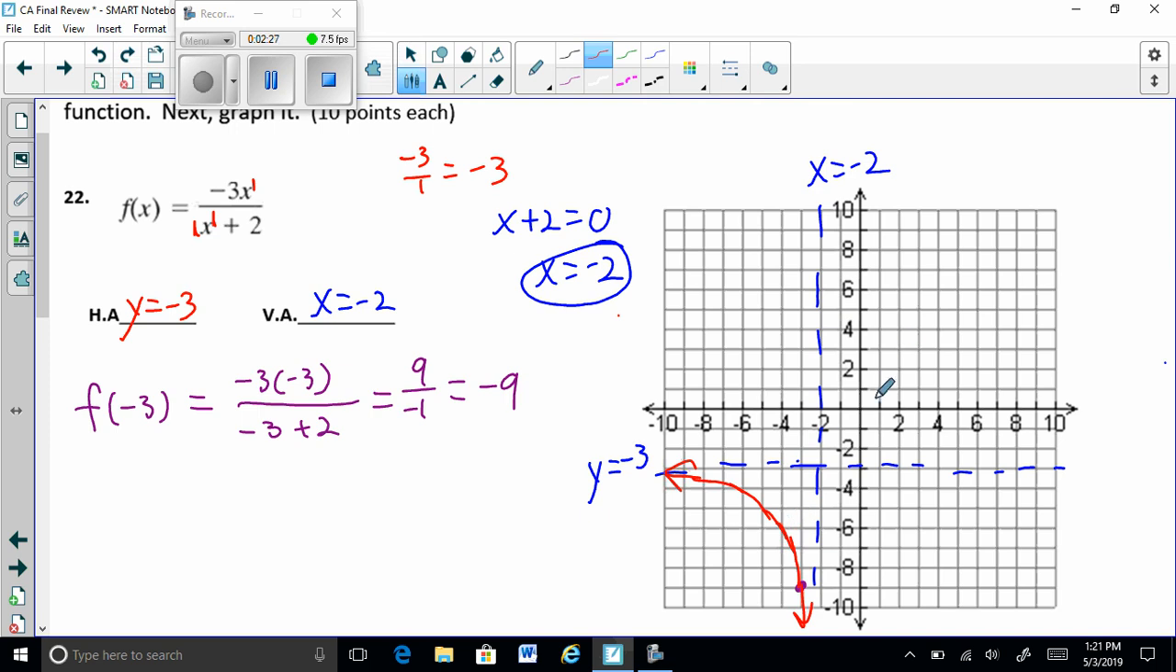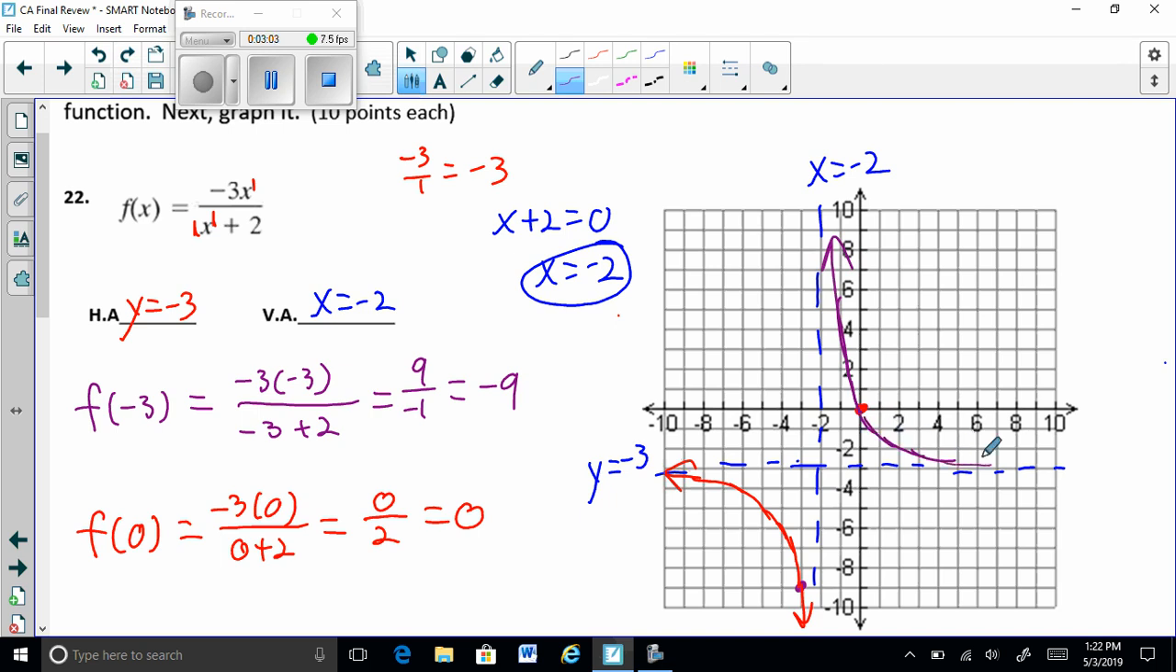So now we need to find another one. If 0 is available, 0 is always an easy one to plug in. So f of 0 is -3 times 0 over 0 plus 2. So we get 0 over 2, which is 0. So we have a point right here at 0, 0. And so then once again, going to the left, you go up towards the vertical asymptote. Going down, you go down towards the horizontal asymptote, and that's it. Done.